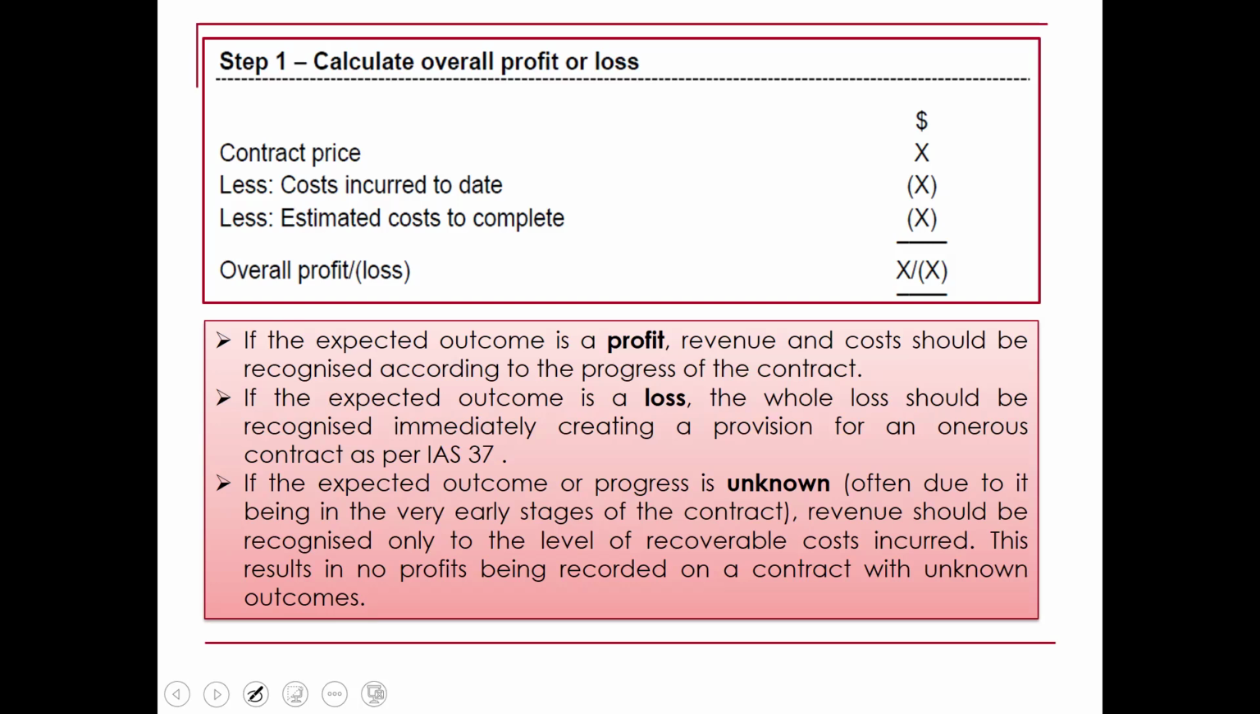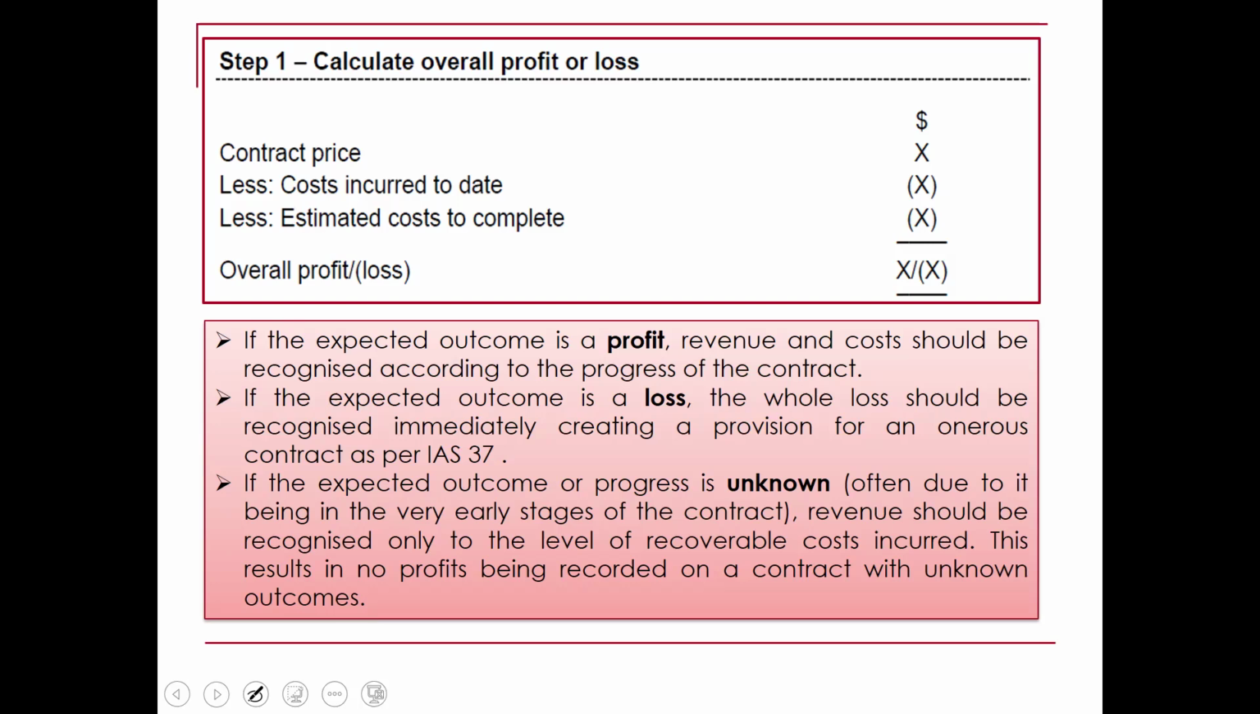The costs that we are estimating that we need to still incur before we can say we've delivered a finished product to the customer. So if we remove what we've incurred and what we plan to incur from the total revenue or contract price, what we then get is the overall profit or loss. So if the expected outcome is a profit, it means revenue and cost should then be recognized in accordance with the progress of the contract. Progress of the contract is step number 2.